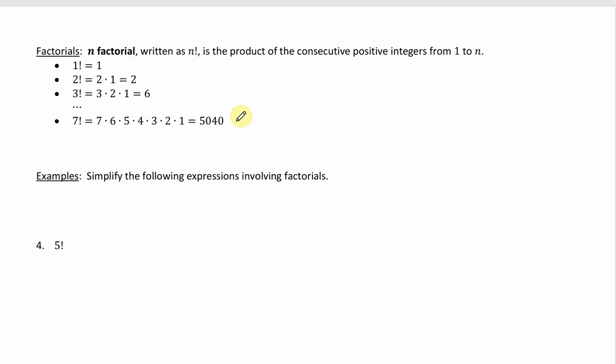I think that's the more conventional way of doing it. So 1 factorial, well then that's just a 1. 2 factorial, 2 times 1. 3 times 2 times 1. 4 is 4 times 3 times 2 times 1. Right, so the bigger you go, the longer the string of numbers you're going to have that are multiplied together.